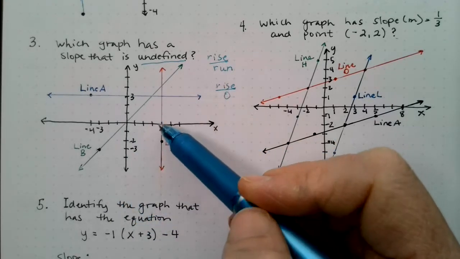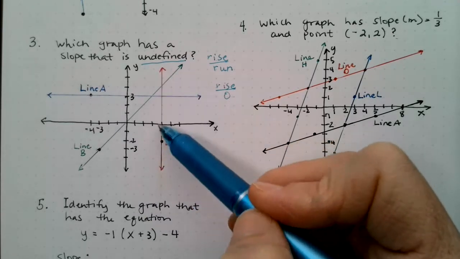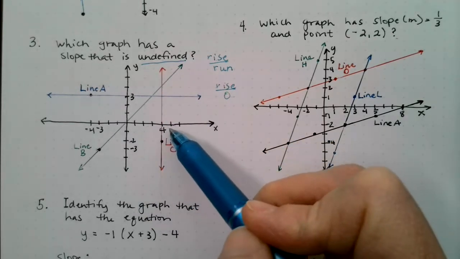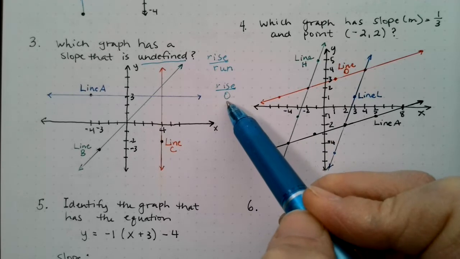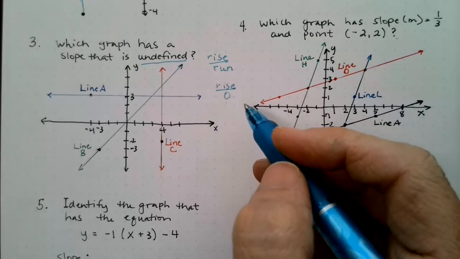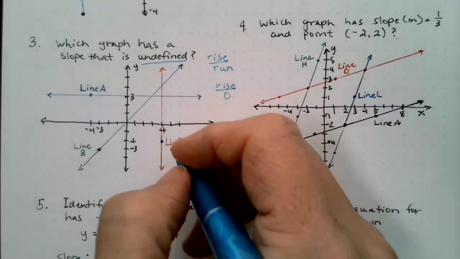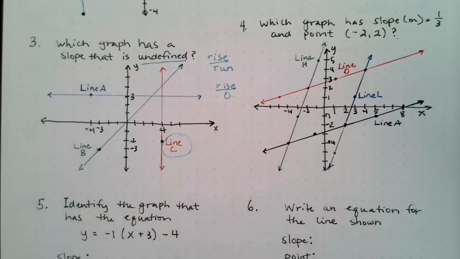And so line C, it has a rise. It's going up and down, but it doesn't change left or right. So its run would be 0. So that's what's undefined. So for this one, our answer is line C. Vertical lines have slopes that are undefined.